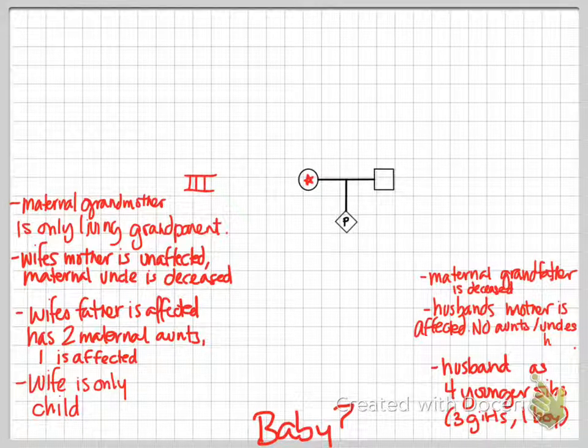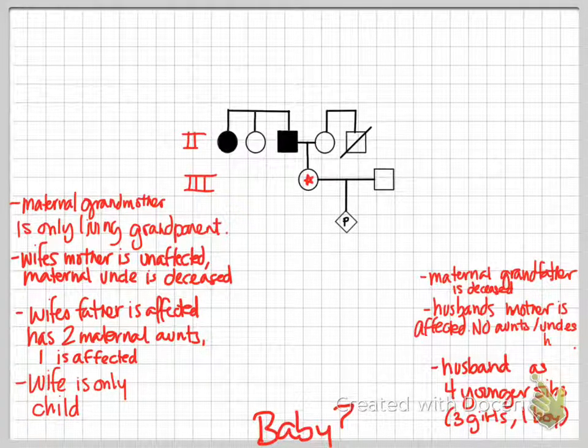Let's start with the wife or the client's side. So she's an only child, and we know she had parents, and it says that her father is affected and that she has 2 maternal aunts, one of whom is affected. Okay. It also says that the wife's mother is unaffected, but her maternal uncle is deceased. Your maternal uncle is your mom's brother.